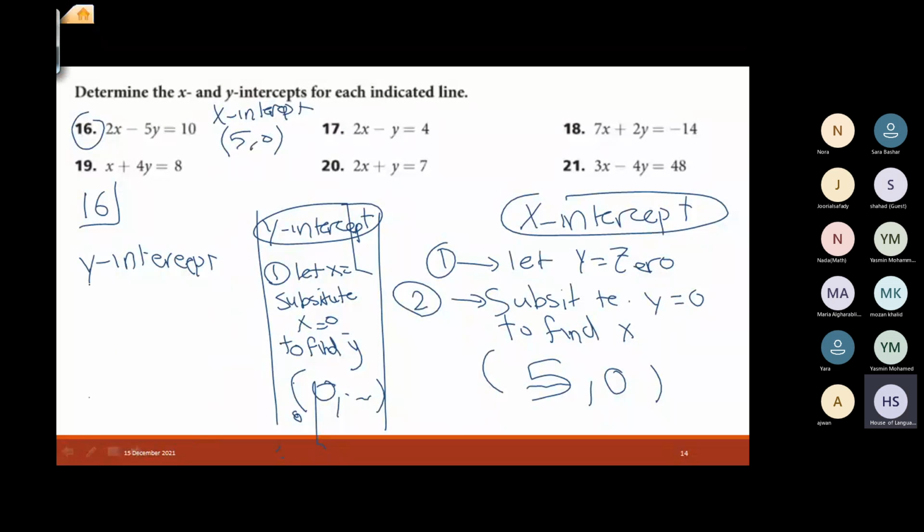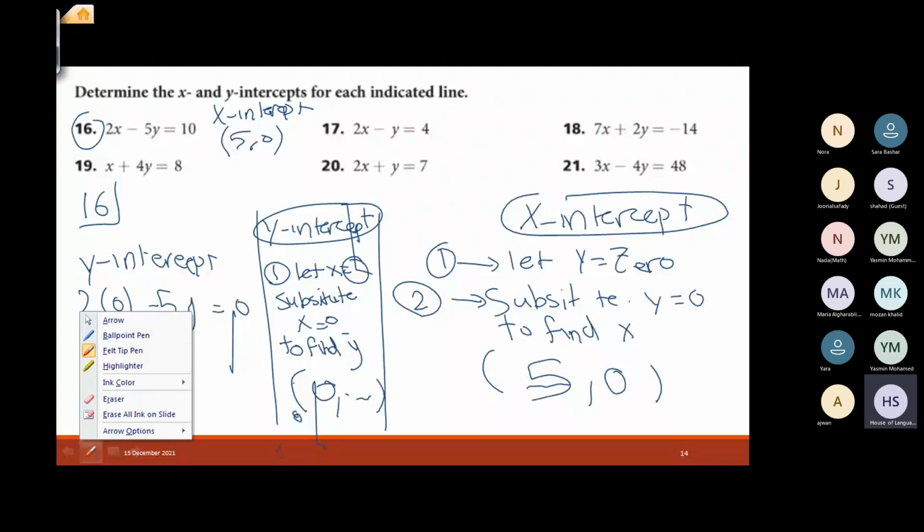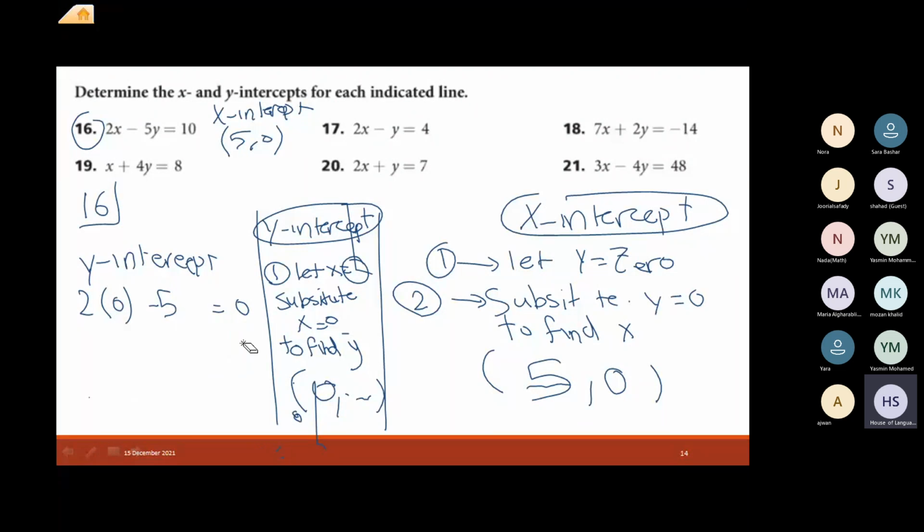How will I find the y intercept? Make x 0. 2 times 0 minus 5y equals 10. Now 0 minus 5y is still negative 5y. 0 minus 1 is negative 1. So 0 minus 5y is negative 5y.